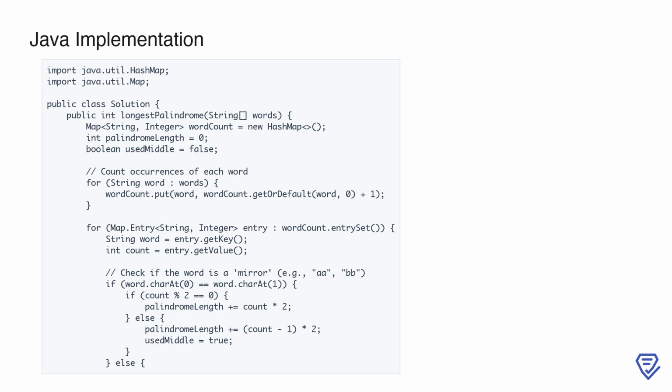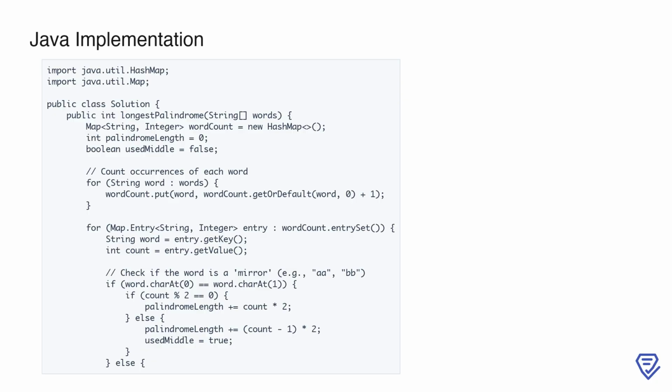We use a hash map called wordCount to store the frequency of each word in the input array and initialize two variables, palindromeLength to keep track of the total length of the palindrome, and usedMiddle to indicate whether we've utilized a mirror word, like AA or BB, as a middle piece. First, we iterate through the array of words, updating the count of each word in the hash map. Next, we loop through the entries in the hash map, checking if the current word is a mirror word, meaning both characters in the word are the same.